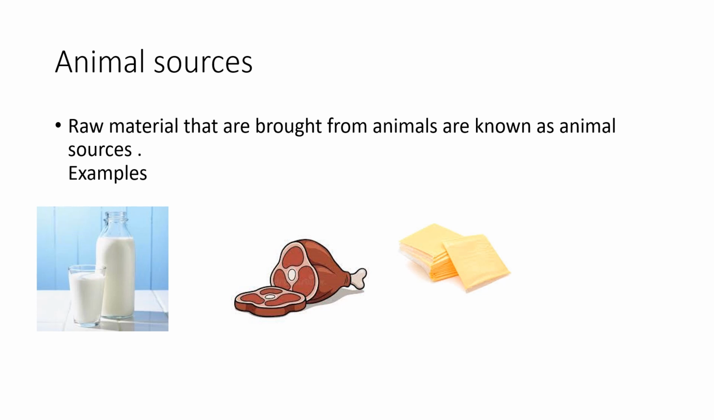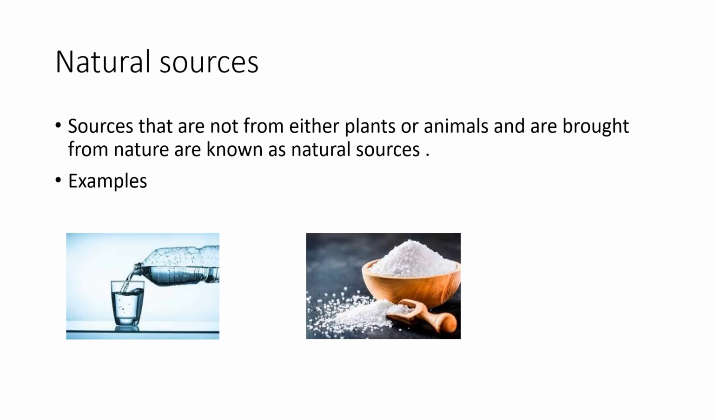Now, have you ever wondered if there are two ingredients which are not actually classified into either animal or plant sources? If you guessed it right, yes, natural sources, which are salt and water. These both are not derived from either animal or plant sources. So these are known as natural sources, and these are brought from nature and not from anywhere else. Sources that are not from either plant or animals and are brought from nature are known as natural sources.